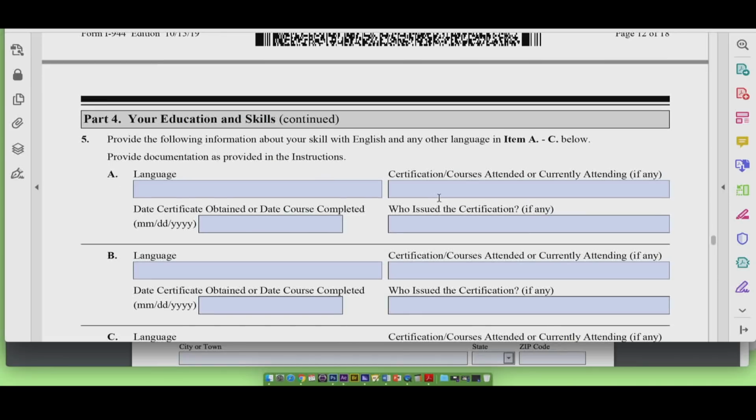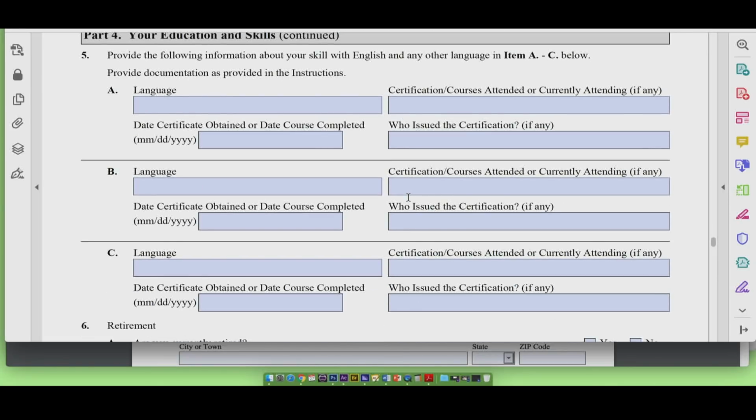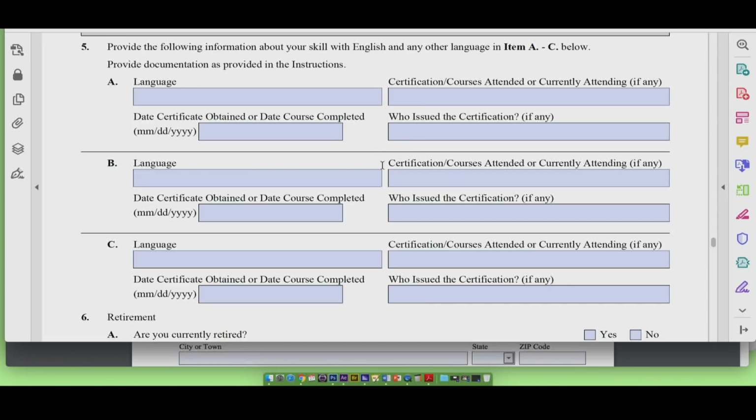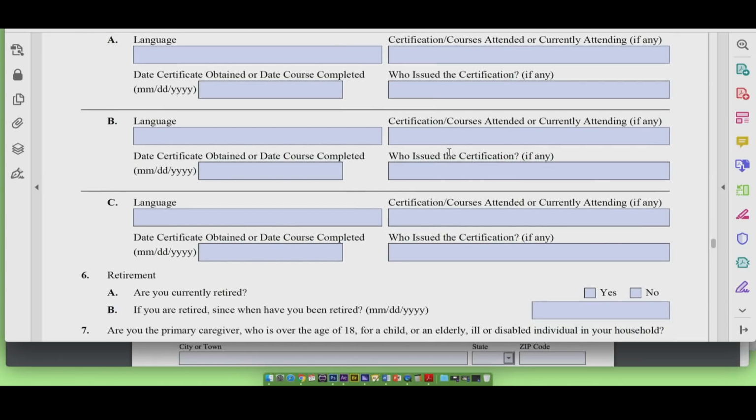Finally, under education and skills, they also ask about your language skills. Obviously if your English is good and you speak other languages, then you're going to have a much better opportunity than people who don't speak English. So if you do speak another language, you want to enter that information here. If you took any courses or you're certified in the language, then you want to enter that information. Obviously not everyone is certified, but it is good that you have the skill.